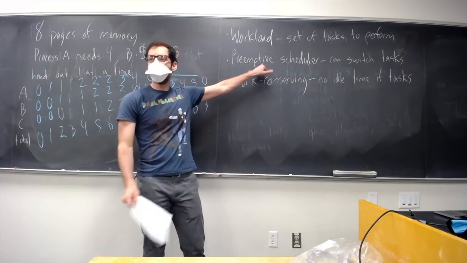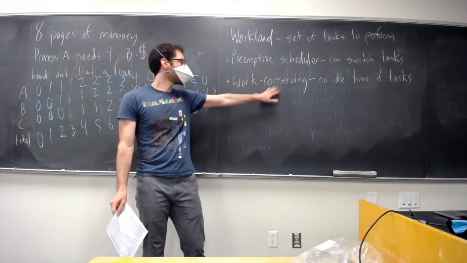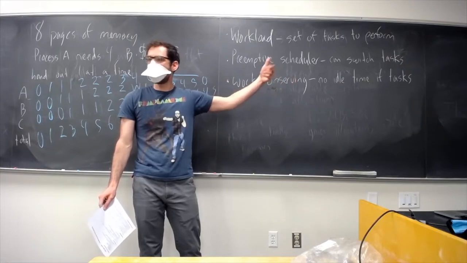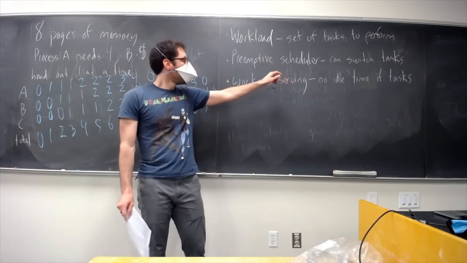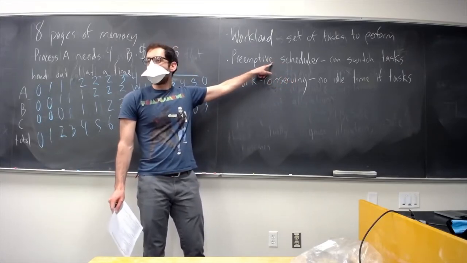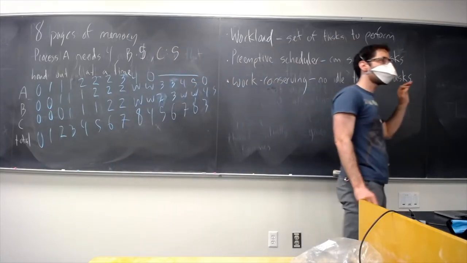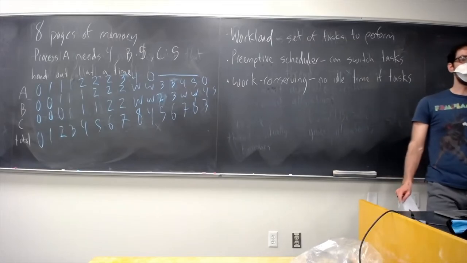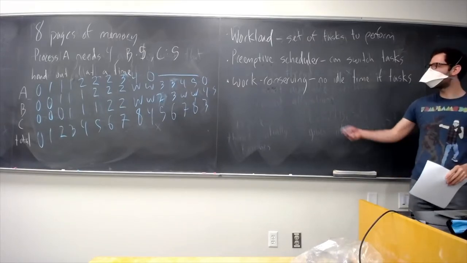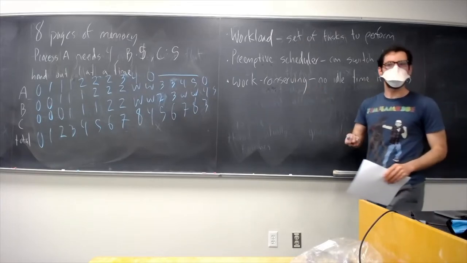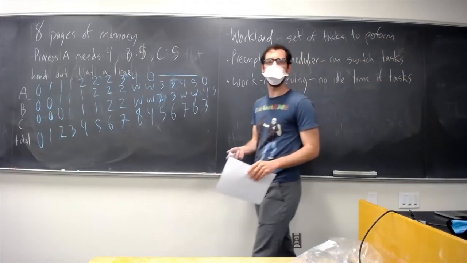If we have a non-preemptive scheduler, this work conserving idea seems pretty intuitive. We don't want to just be leaving the CPU idle. But if we had a non-preemptive scheduler, meaning our scheduler could not switch tasks, the tasks themselves would be yielding the processor to someone else. Could we run into problems following this work conserving approach?